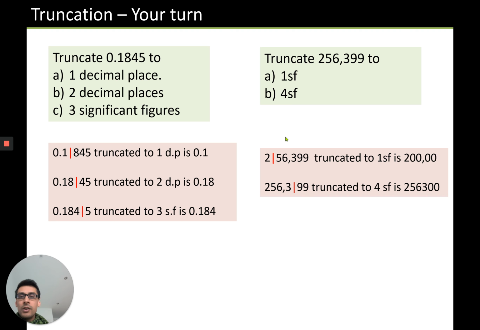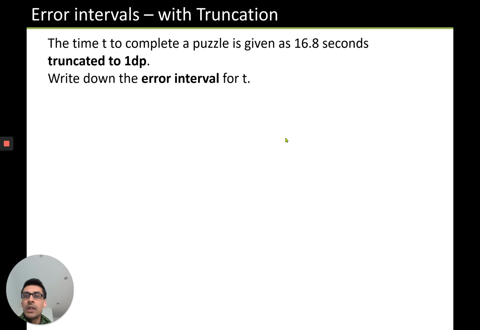And you can see the question on the left is really straightforward. Question on the right, you have to add zeros sometimes to those answers. Okay, so looking at error intervals with truncation.